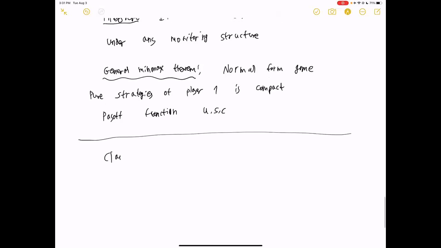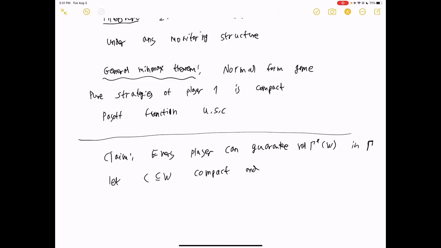So I need to prove a claim: every player can guarantee the value of gamma star in gamma. Well, let C be a subset of W which is compact, and player one can guarantee this when the winning set is C. How do I know that there exists such a C? Well, that's what I just told you. Martin proved for me.